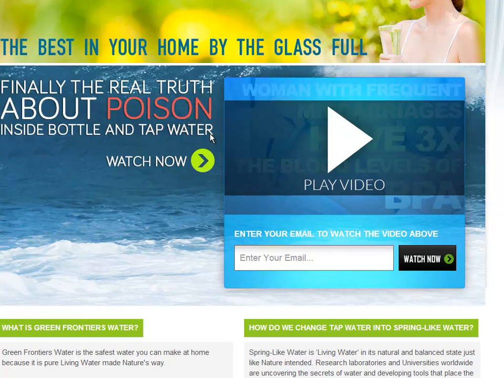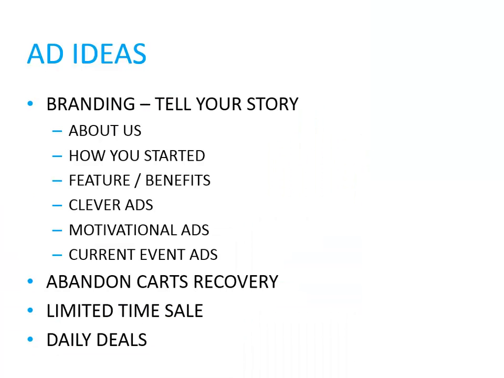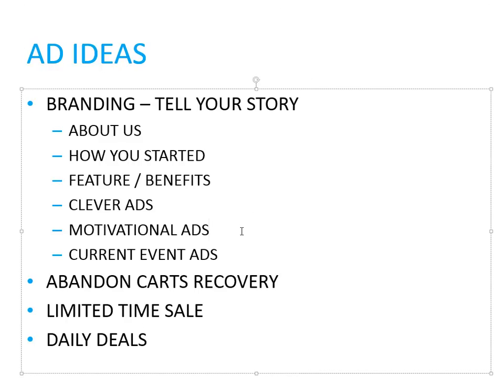So you can get clever with them and figure out how you want to attract attention, because the whole idea here is not to blend in. You constantly want to do something different with those ads. You can do motivational ads. We plan to do those, so different speakers that are relevant. You can do current event ads.